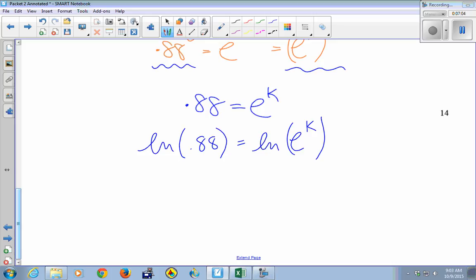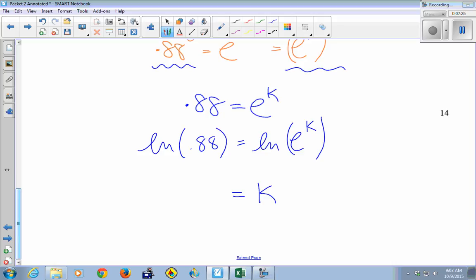So yeah, what is the ln of e to the k? Just k, yeah. The ln of e to the k is k. That's the definition of the ln. It's the inverse of the exponential function. So it undoes whatever the exponential function did, so it brings the k back.